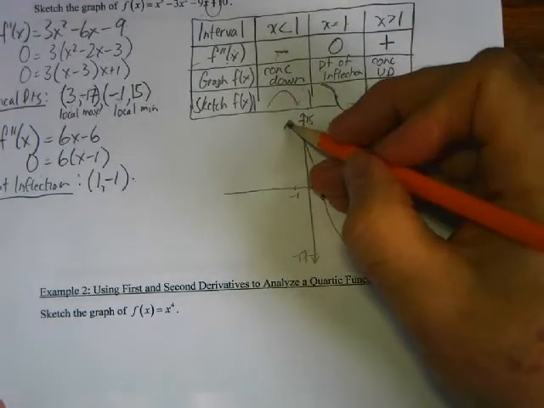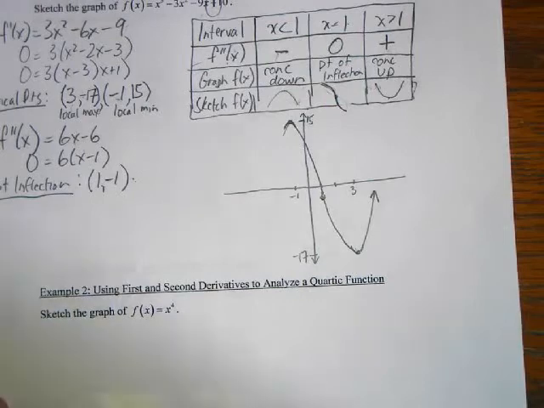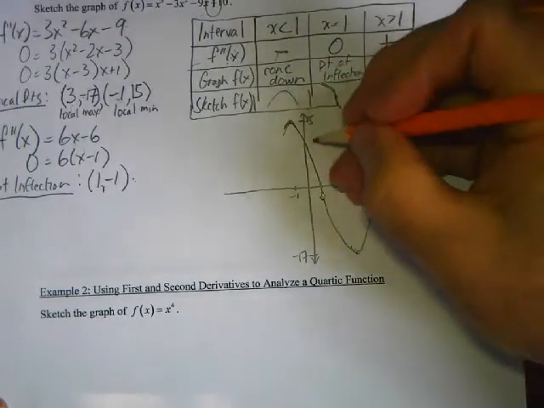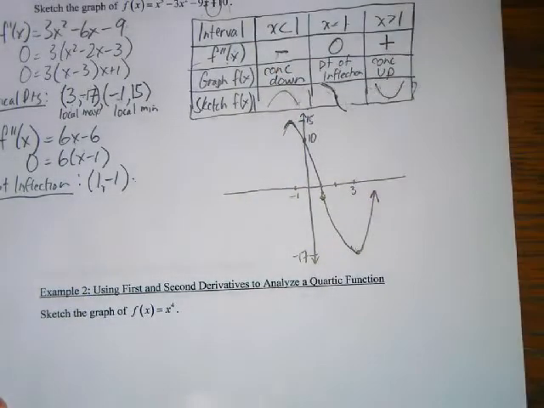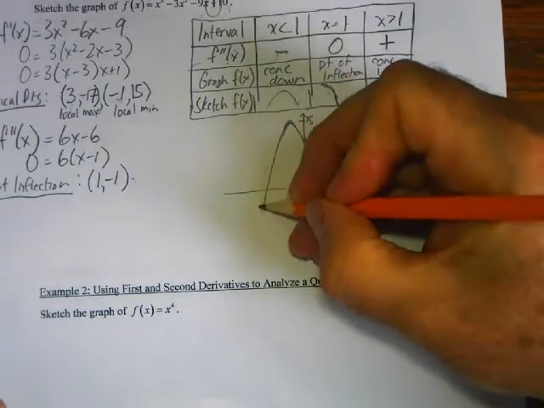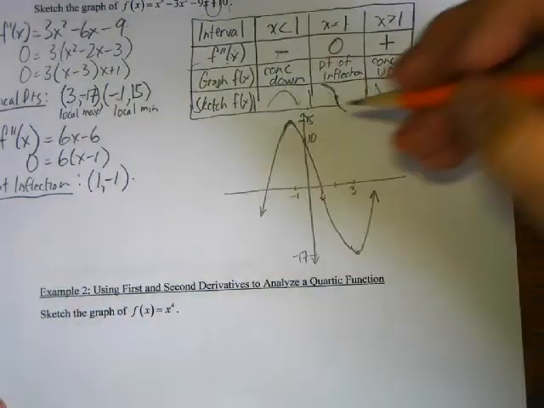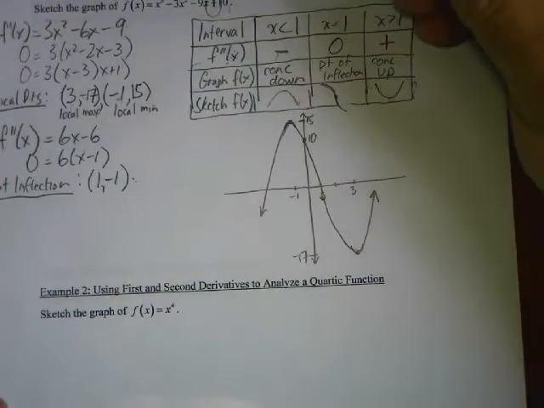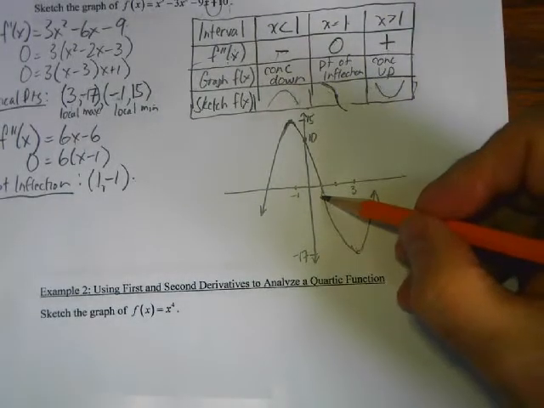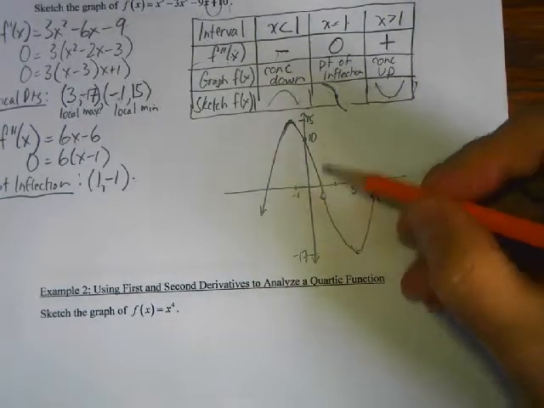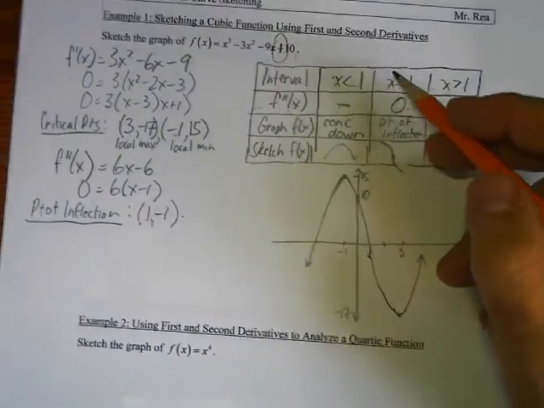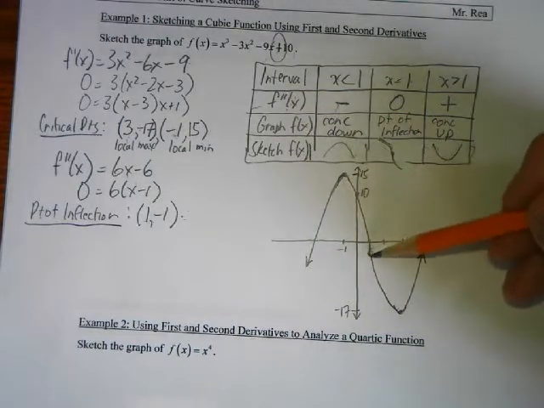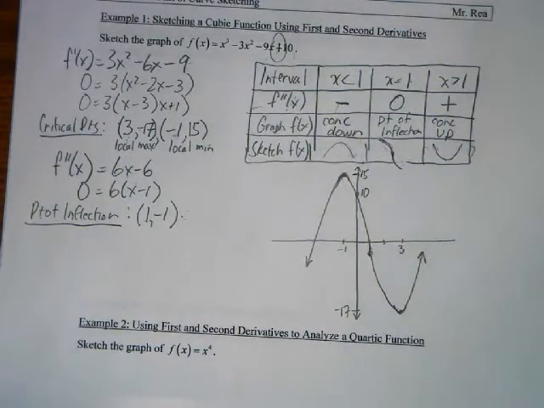And on this one, we didn't do any tests for x-intercepts or y-intercepts, although we do know the y-intercept would be 10 without any real work. But based on what we've done, we don't really know what these x-intercepts are. Okay, so that's how you use the second derivative to find possible points of inflection, and then use the intervals for the second derivative to be able to sketch using concavity. So concave down to concave up looks like this. Okay, so hopefully that helps you.